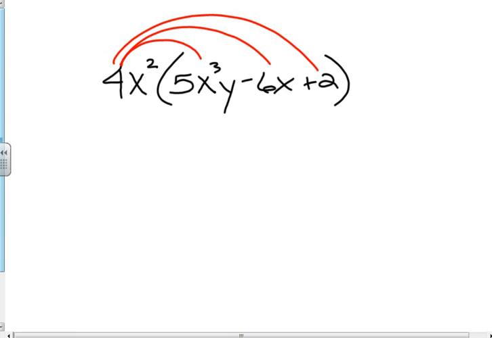So we're going to hit 20. Got 2 x's here and 3 there. That's x to the fifth. And a y just comes along for the ride. Minus 24. Don't forget this x has an exponent on it of a 1. Or you can think about it: you have 2 here and 1 there. That's 3. And for the last one, we're only multiplying the number, but the x squared comes along for the ride, so a plus 8x squared.